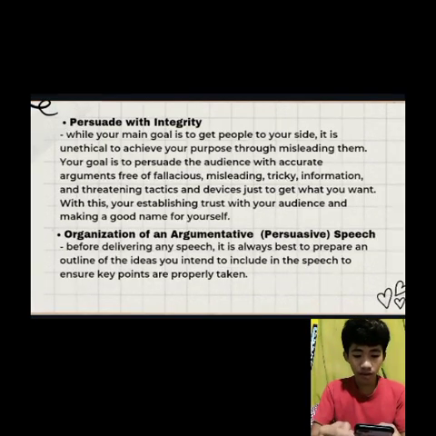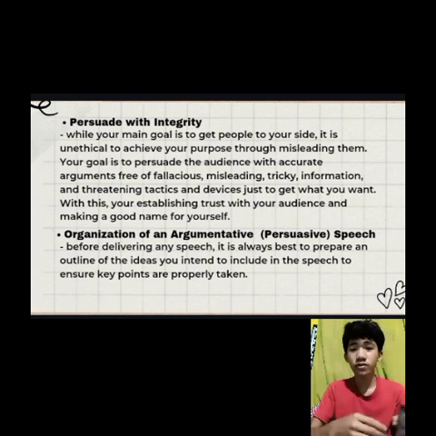Persuade with integrity. While your main goal is to get people to your side, it is unethical to achieve your purpose through misleading them. Your goal is to persuade the audience with accurate arguments, free of fallacious, misleading, tricky information, and threatening tactics and devices just to get what you want. With this, you're establishing trust with your audience and making a good name for yourself.